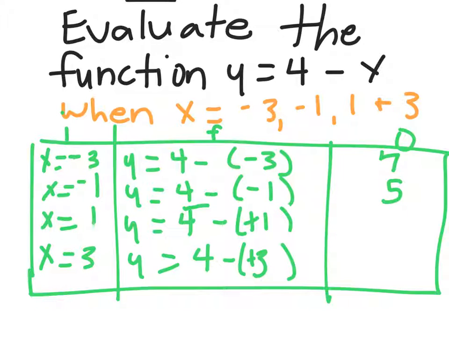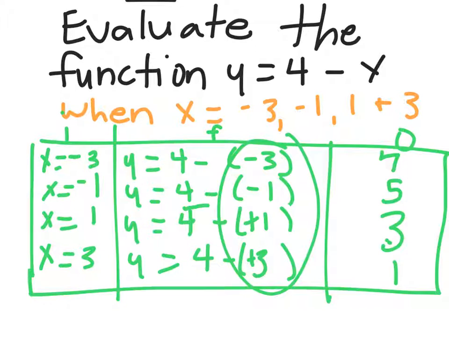Y equals 4 minus plus 1. It's going to be the opposite. Again, subtraction is like a signal here saying, do the opposite. Okay. 4 minus plus 1 is going to be 3. And on the last one, y equals 4 minus +3 is going to be 1. So in every case, these turn into the opposite, and that's how you get your answer.